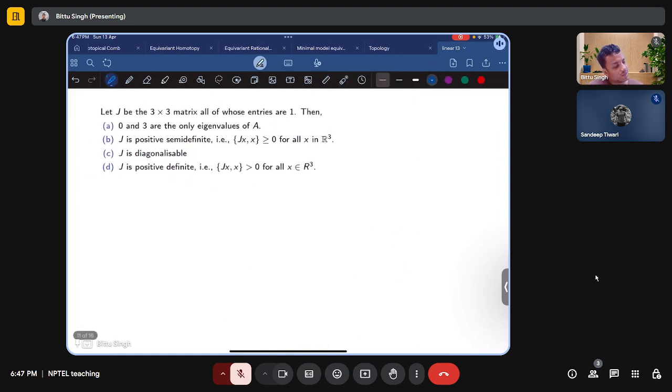So here J is a 3 by 3 matrix having all entries equal to 1. So J is 1, 1, 1.